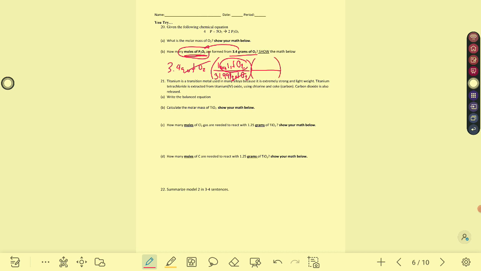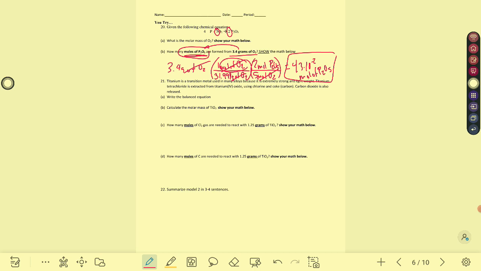So we look at our balanced chemical equation and see 5 parts oxygen to 2 parts. So 5 moles of O2 to 2 moles of P2O5. So moles of O2 cross off. So you're going to take 3.4 divided by 31.998 and then times 2 and then divided by 5, and you're going to get 4.3 times 10 to the negative second moles of P2O5. Circle or box your final answer.